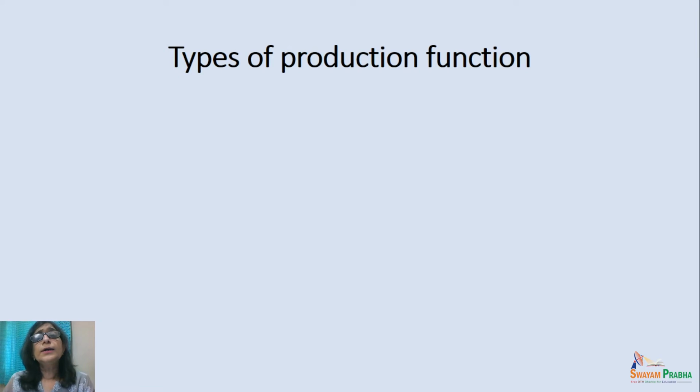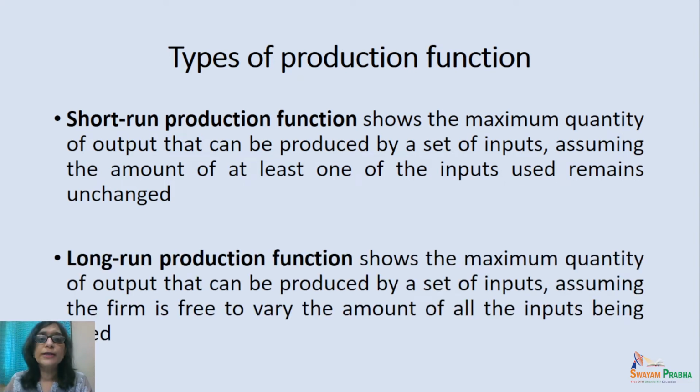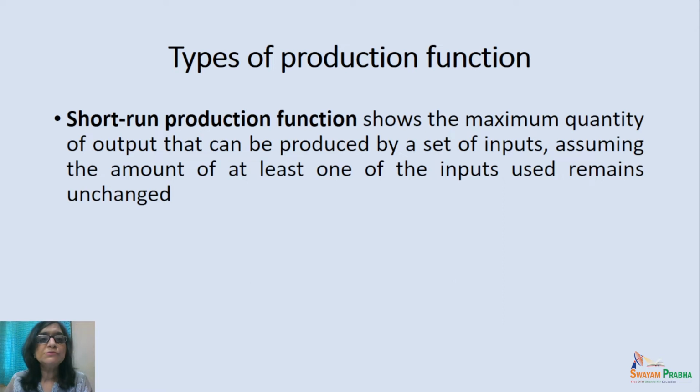Now, we are going to divide the production functions on the basis of time period. And on the basis of time period, there are two types of production function. One is called the short-run production function and the other is called the long-run production function. So there are two types of production functions we are going to talk about, short-run and long-run. Now let us see what we mean by short-run production function first.